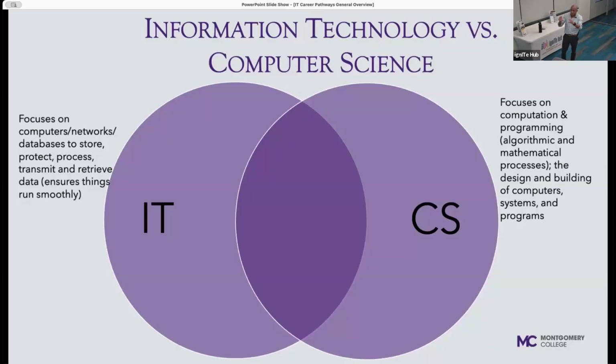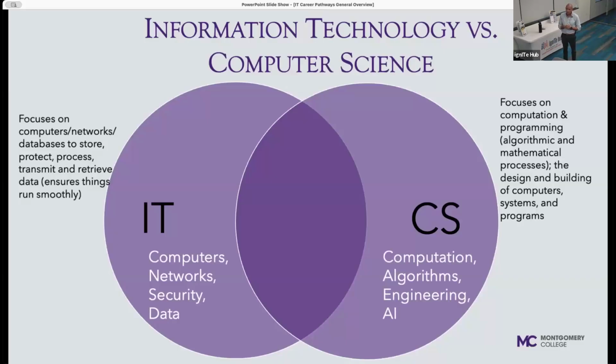Here in this graphic, you see these two represented as equal circles, but IT is much bigger in scope, believe it or not. So let's talk a little bit about the intersection. If you click again, you can see, in a nutshell: computers, network security, and data, computation, algorithms, engineering, and AI.